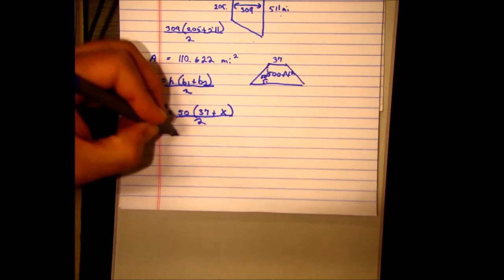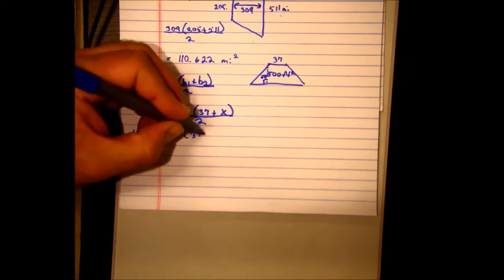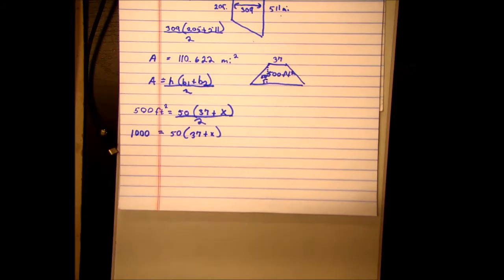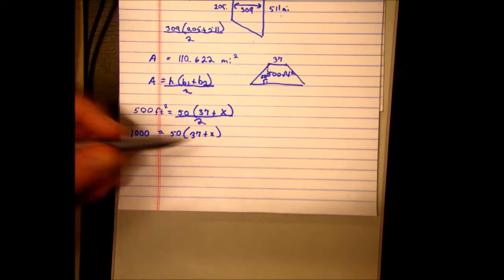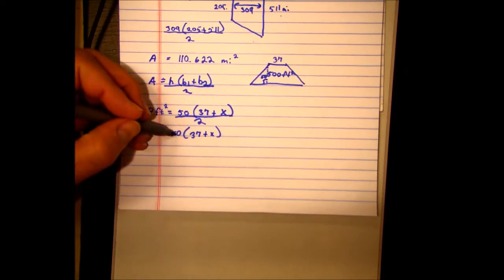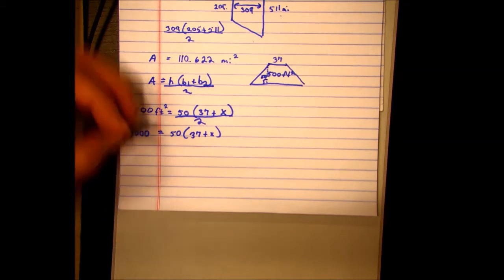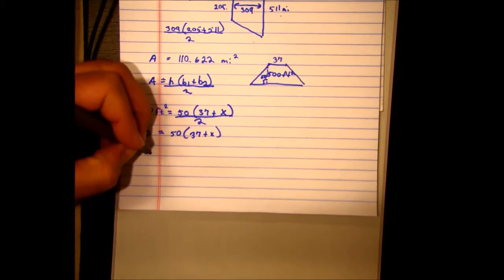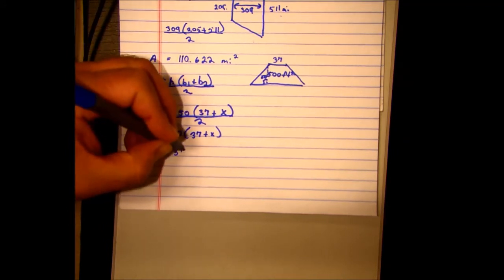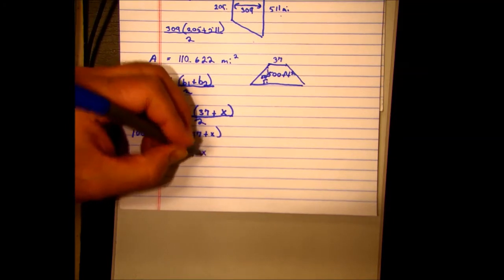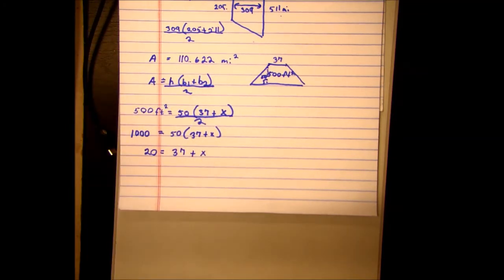And this is now 50 times (37 plus x). Now I'm going to divide both sides by 50. Okay, and the reason why I'm dividing by 50 is I need to get rid of this 50. So when I divide by 50, I then get 20 equals 37 plus x. Okay, now I can get rid of the 37. And who can tell me what's going to be wrong with this problem?